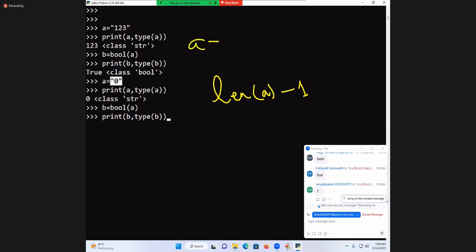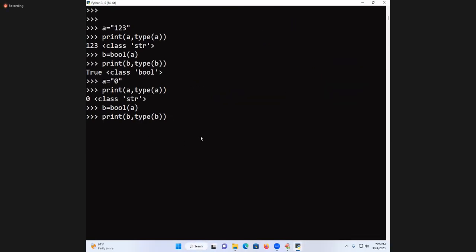Suppose I am having A is equal to "000". Length of A is what? 3. 3 is 0 or non-zero? Non-zero value, so answer is true. This is a regularly asked question. Generally you will think that 0 without double quotes is false, but 0 with double quotes is true. Why? Length. Length is how much?